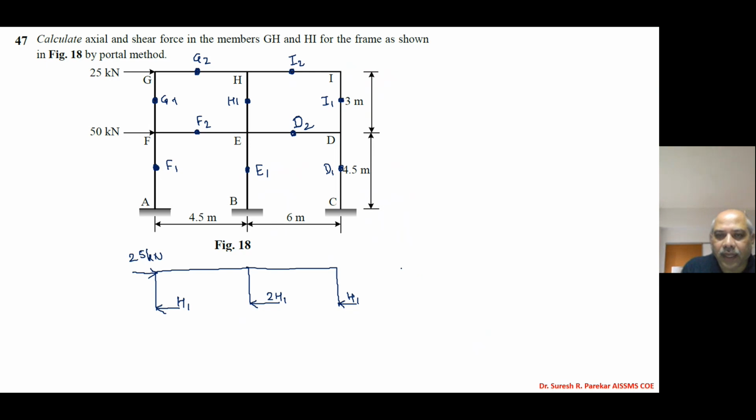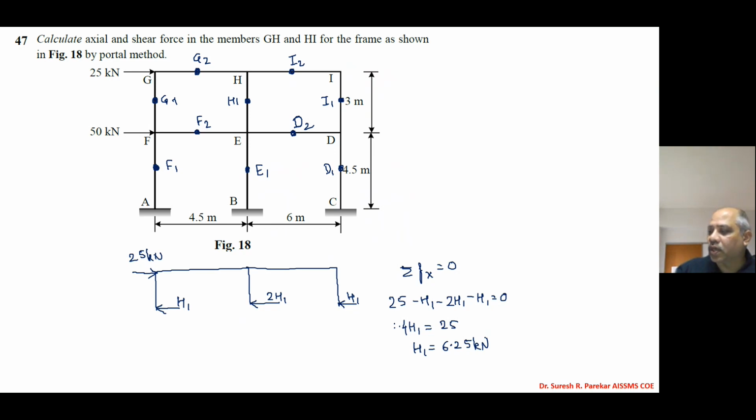Now we apply summation Fx equal to 0 and we get 25 minus H1 minus 2H1 minus H1 equal to 0. If we solve this, 4H1 equals 25, and H1 will be 6.25 kilonewtons.